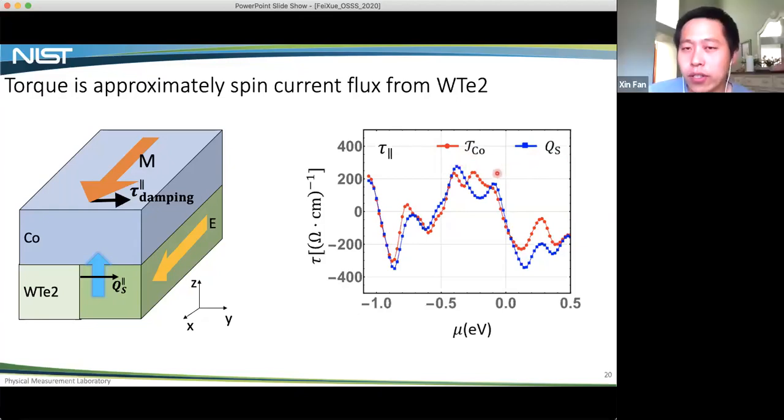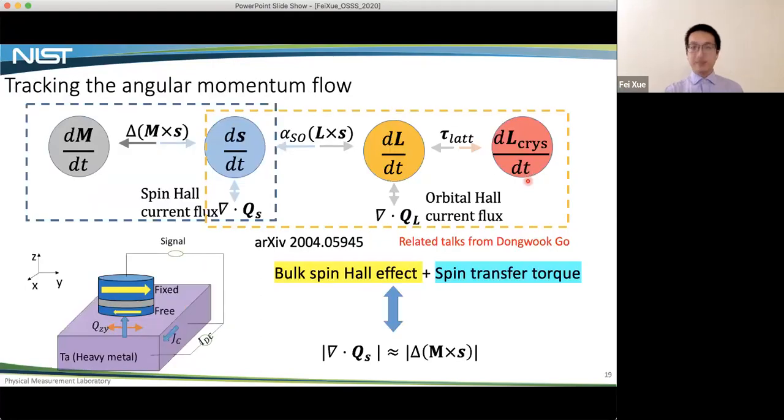But that's quite small. So it's small. Yeah, I see. So that means in this system, it's unlikely, because QL is eventually the torque due to, QL is going to depend on the spin-orbit coupling in the ferromagnet. Yeah. But that seems to be a minor effect.